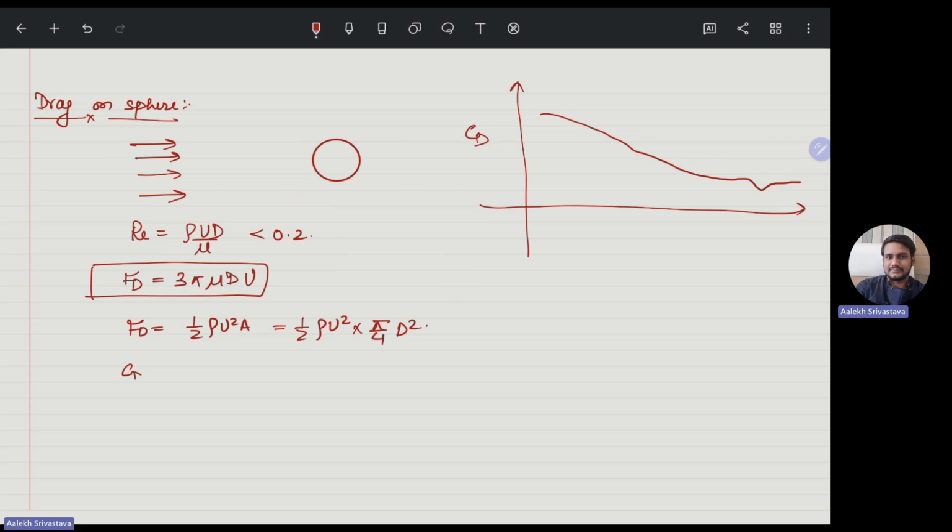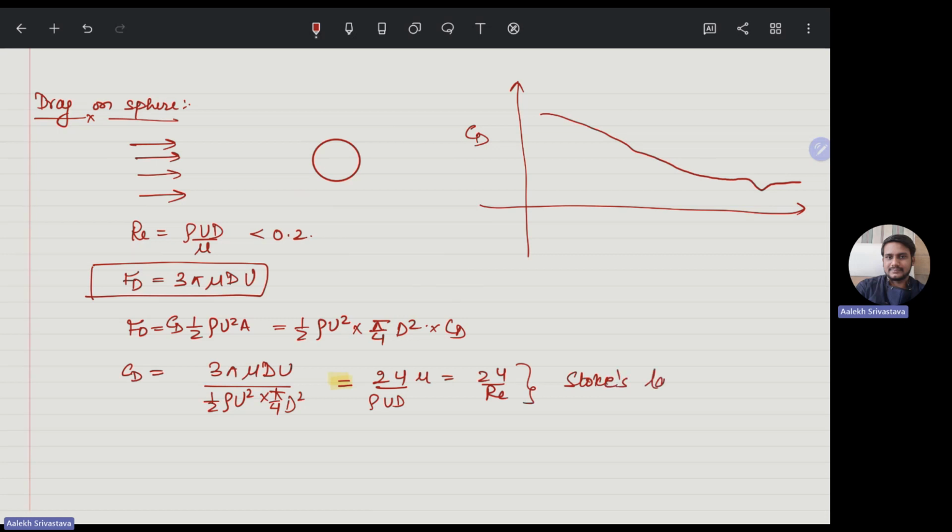Therefore, coefficient of drag is equal to 3 pi mu d u divided by half rho U square into pi by 4 d square into CD. And therefore you will get 24 by rho u d by mu, and this is equal to 24 by Re, and this is what is called as Stokes law.